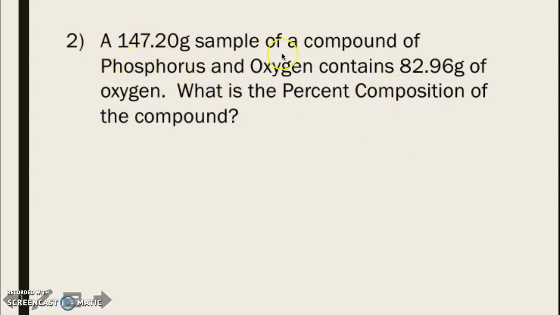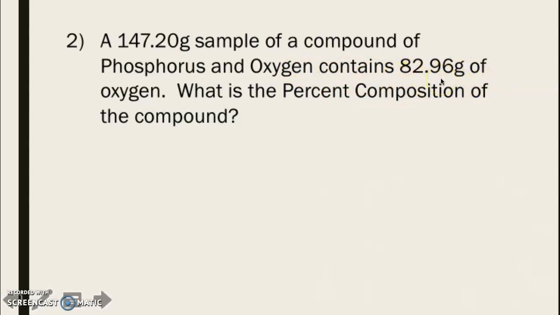It says, this is the mass of the whole compound. So they actually put this on a balance and found the mass of the whole compound. So here it is. And then it says a compound that contains phosphorus and oxygen. We don't know its formula, but we don't really care about its formula. We just want to care about the different elements that we have. And it says here that it contains 82.96 grams of oxygen. So this is the mass of oxygen.